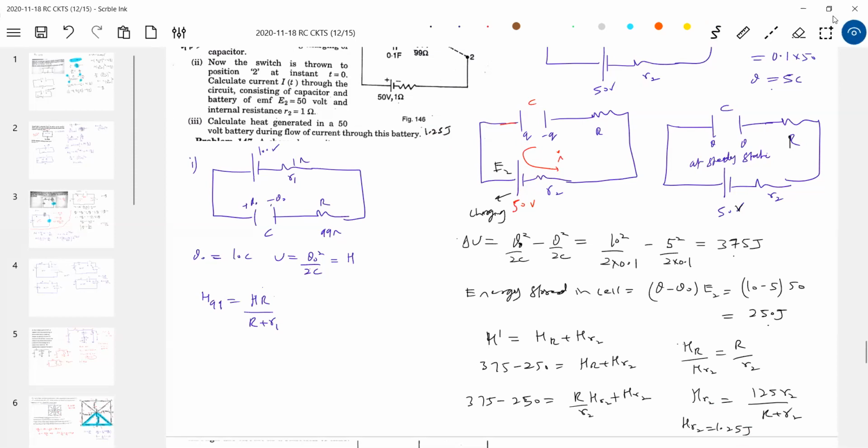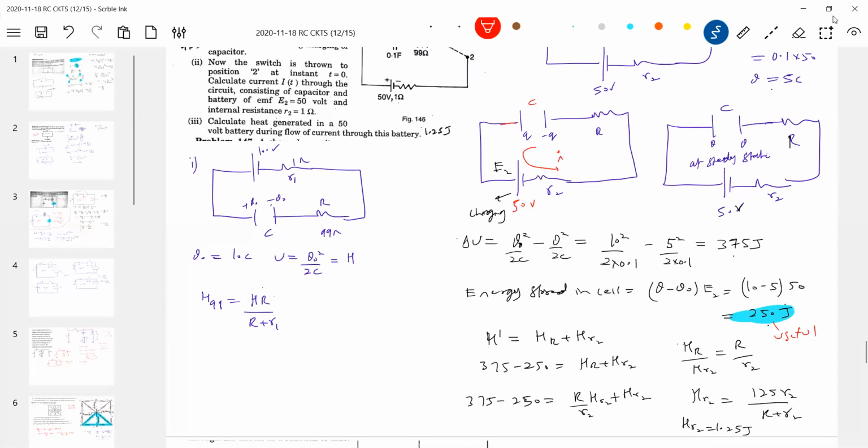And what is the total energy available to the cell? 250 plus 1.25, 251.25, of which 250 it will store and the remaining it will dissipate. This is not useful, this is useful. I have to write a comment. This is the useful energy stored in the cell. Useful energy I should call it.